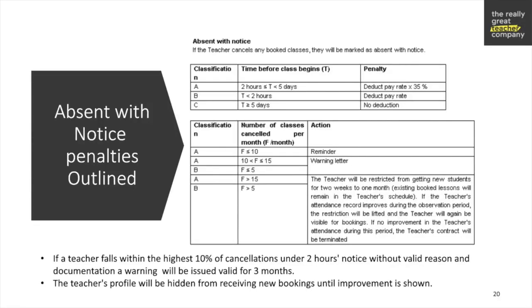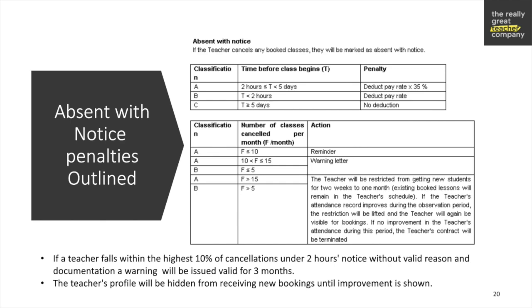So let's say you cancelled 5 classes under 2 hours notice, you will be penalized a full pay rate for each lesson that you have cancelled. Okay, if you have cancelled 5 classes in more than 2 hours and less than 5 days notice, there will be a 35% deduction in your pay rate for each lesson that you have cancelled within said time. Right below our classifications, we can then also see the frequency and the action that comes with it.